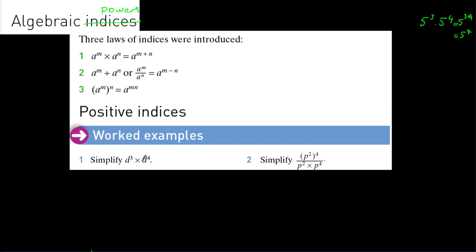d to the power of 3 times d to the power of 4. Since the bases are the same, powers must be added, which means 3 plus 4, then the result is going to be equal to d to the power of 7.